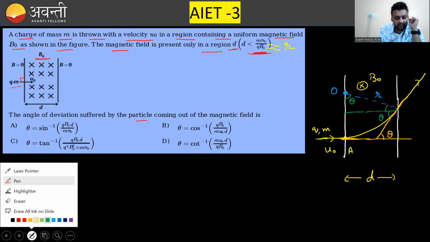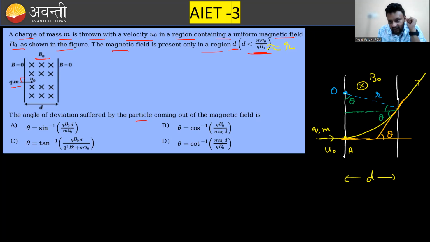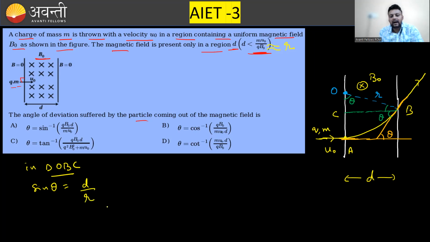So in this triangle, let's suppose this point is A, this point is B, this point is C. In triangle OBC, if you look, I need to calculate this theta. And I know this BC is D and the hypotenuse is R. So sine theta is equal to D by R, where R is the radius.